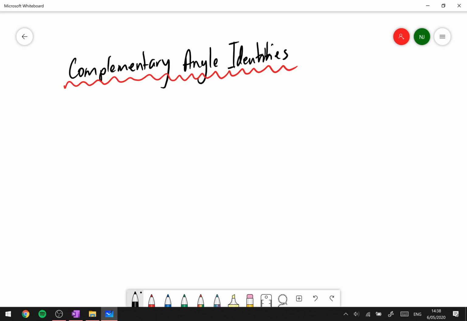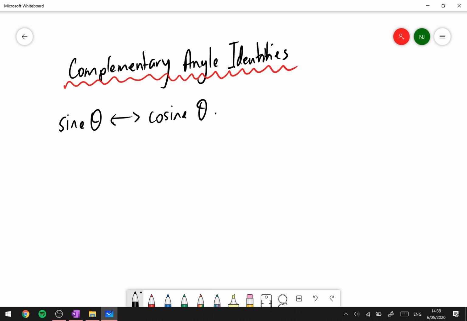Okay, now our third lot of identities are the complementary angle identities, and there's three of these ones as well. So what I'm going to do first is start off by explaining the meaning behind some of the trigonometric ratios we have. Let's start off with sine and cosine. Sine and cosine are basically complements of each other, remembering that complementary angles are two angles that add up to 90 degrees.